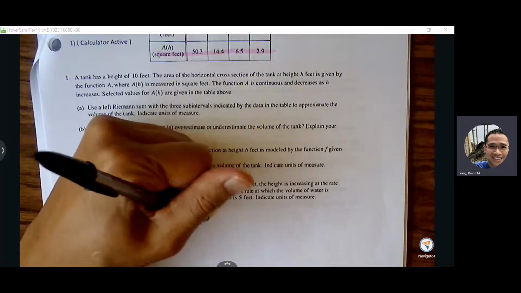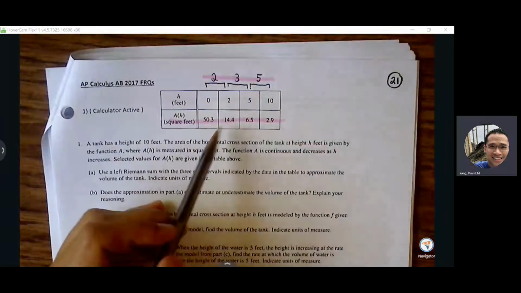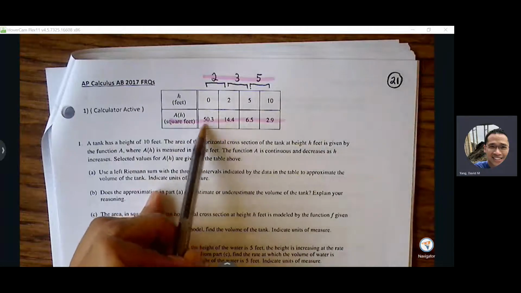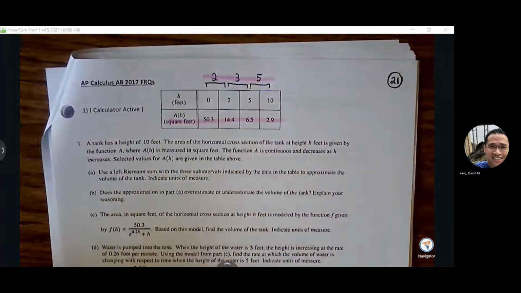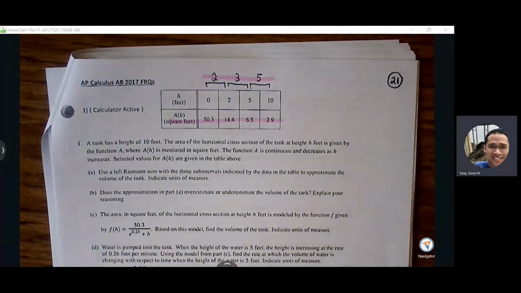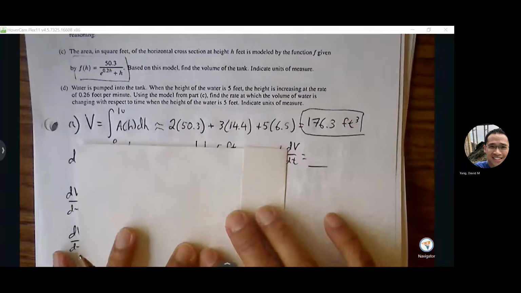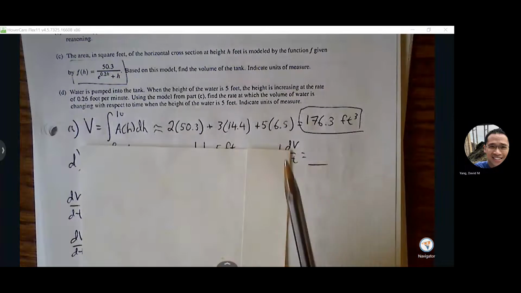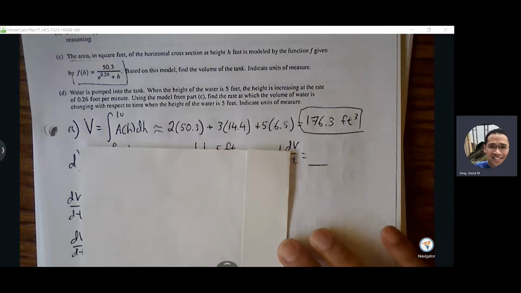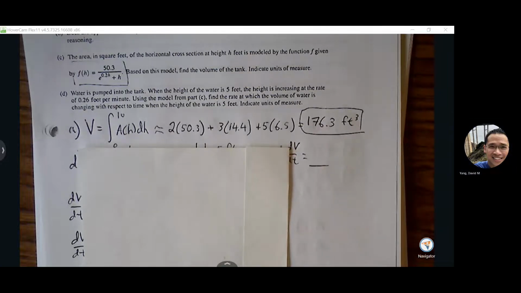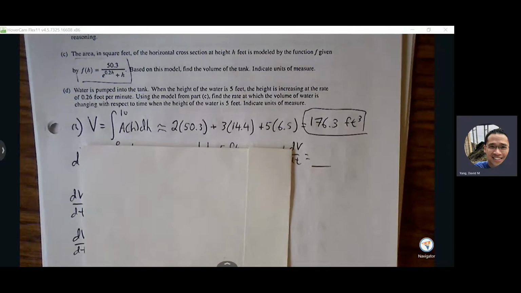Width times height. Right, so for each subinterval, we want to choose the left height. So width times height, and then width times height. Okay, cubic feet, so unit of measure for volume, 176.3 cubic feet. Okay, numbers 1 and 2 are always going to be calculator on your AP exam.